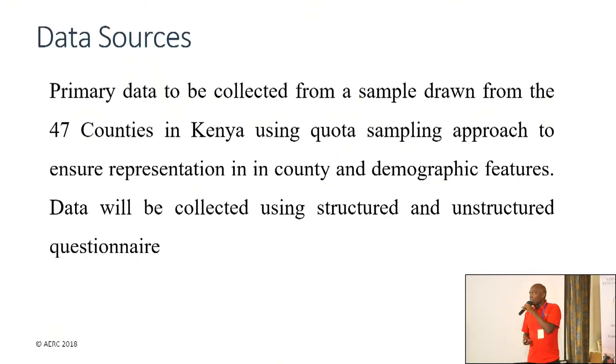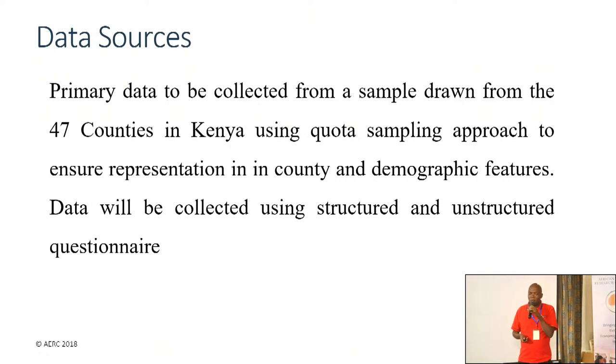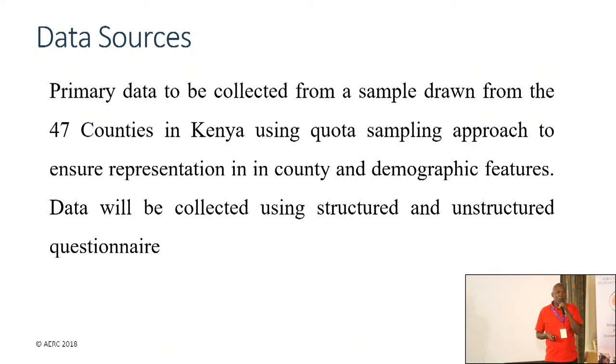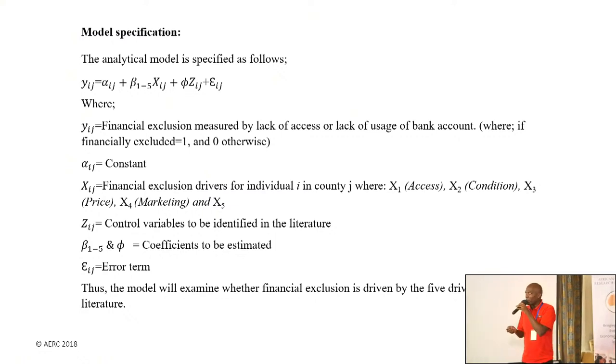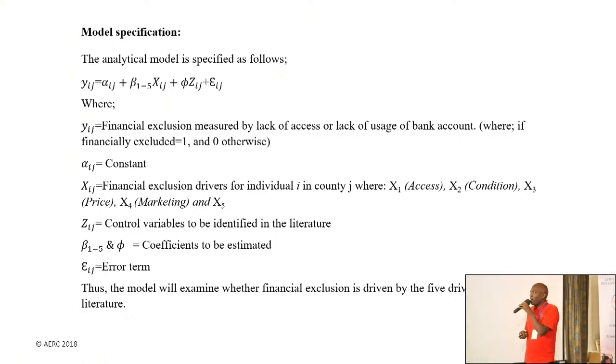On data sources, we expect to collect data from 47 counties, but I think we will sample a number of counties using an appropriate sampling criteria. The model specification is there; the analytical model is provided. If we study 47 counties, then we see how it goes. Financial exclusion is measured by a lack of access or lack of usage of a bank account. I think I explained that one earlier on.